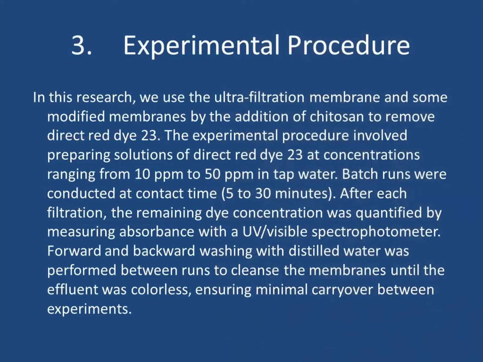For our experimental procedure steps, we first of all make ranges of dye concentration from 10 parts per million to 50 parts per million using tap water, especially. Then after that, we made different batch runs using different contact times from 5 minutes to 30 minutes. After that, we measured the percentage of dye remaining by quantifying absorbance using a spectrophotometer. We then make forward and backward washes for the membranes to keep our outlets clean.